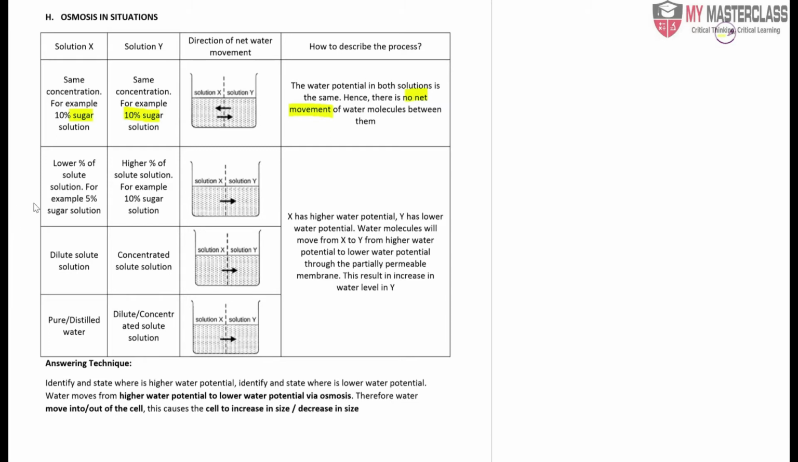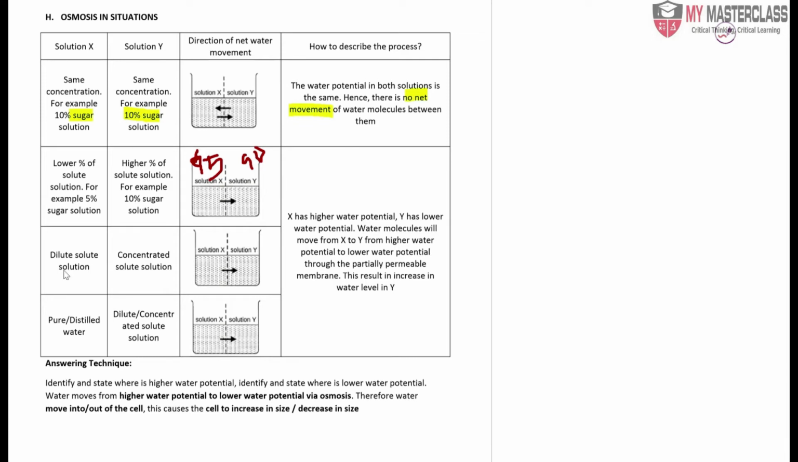Over here, if I have got a lower percentage of solute, for example on my left side, I have got 5% of sugar solution. So how much water do I have? If I just go by the total of 100%, I will have 95% that is water. On the other hand, over here at solution Y, I have got 90% that is water. So keep in mind, osmosis is a movement of water molecules from a region of higher water potential to lower water potential. So therefore, water will move from left to right.